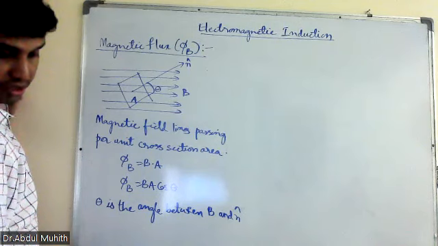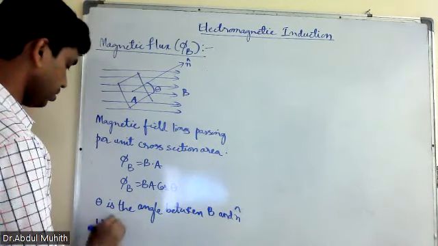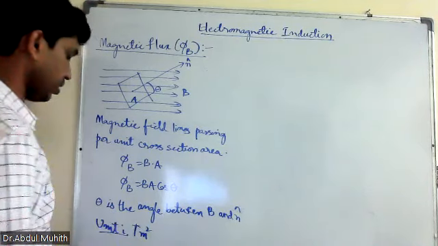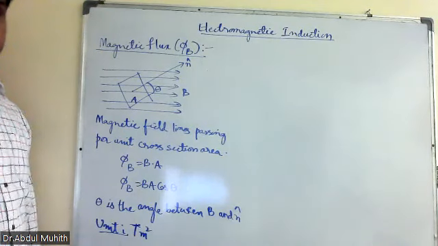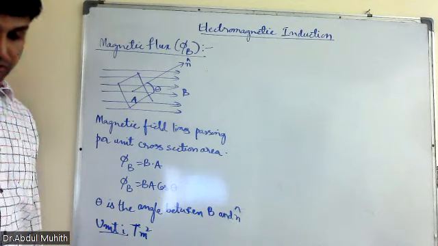So what is the unit for this? Tesla meter square. Okay, the unit of this is Tesla meter square. Is that clear? The magnetic field is measured in Tesla or it is measured in Gauss. Okay, so that is a formula.